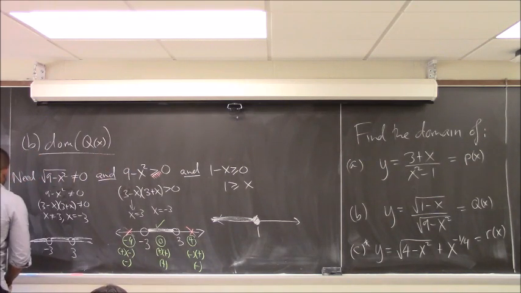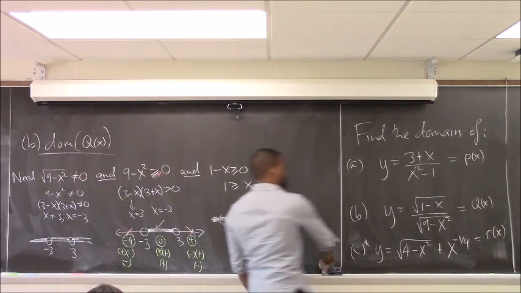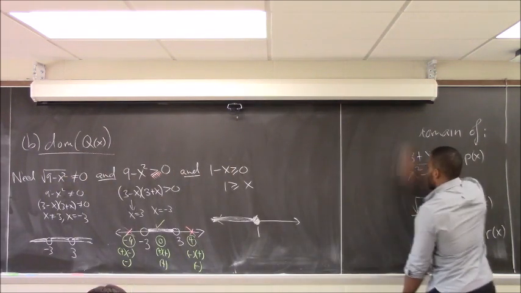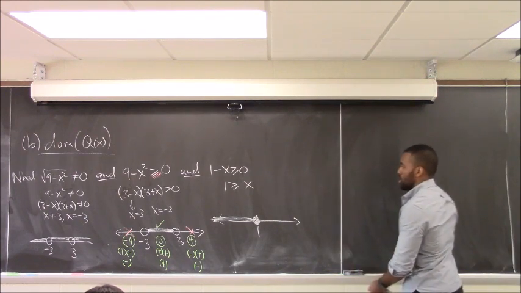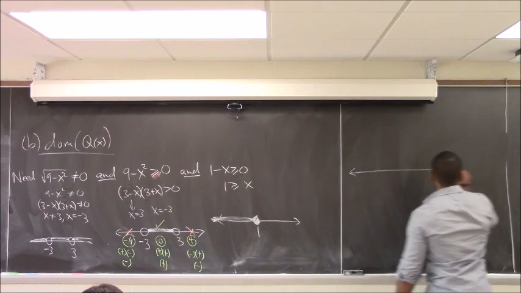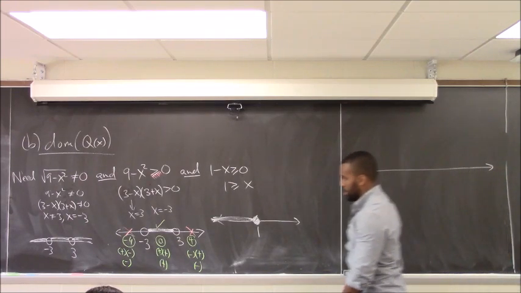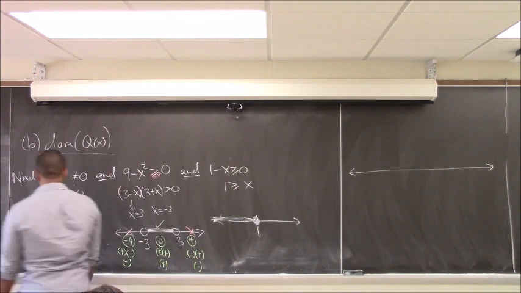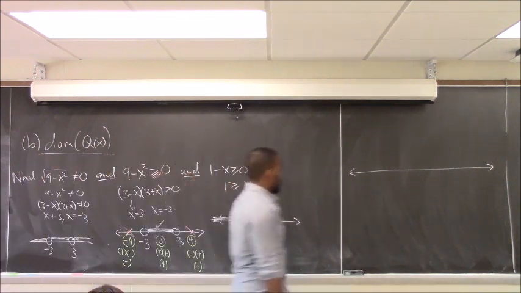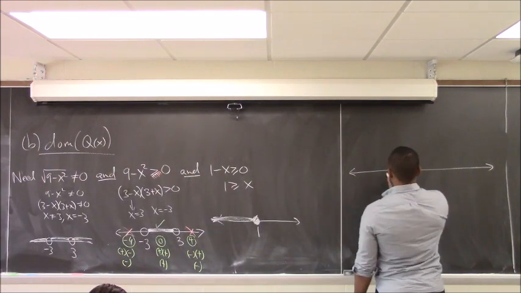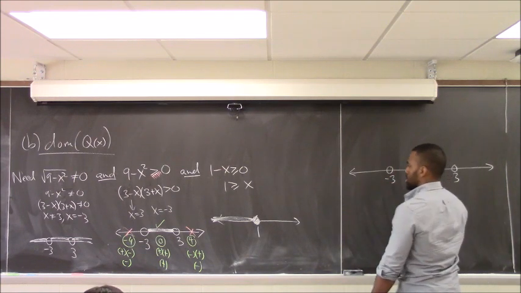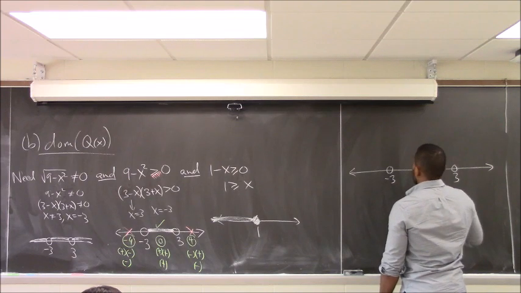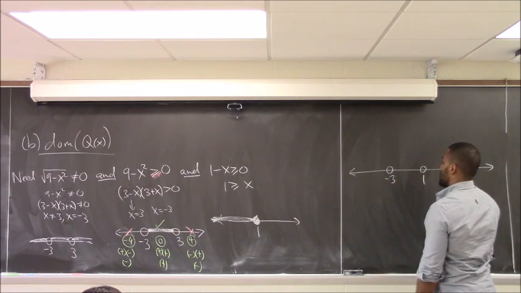Okay, so now how do you find the domain of the entire function? Well, you look for the intersection or the overlap. So what you do, and this is what I do, especially if you're not well versed in doing these things, is put in all the numbers that apply. So there was a minus 3 and a 3. There was also a 1. And then I'll actually draw all these shaded regions over.